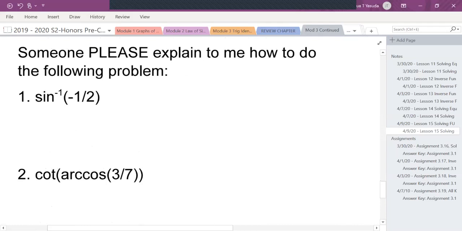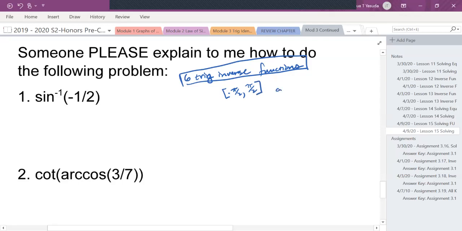So there were 6 trig inverse functions. If you go back to the notes or watch the video again, the domain and range for each one is given. Remember, the ranges are the things that you really should memorize, and those are either going to be from negative pi over 2 to pi over 2, sometimes without brackets, or the other one is 0 to pi, sometimes without brackets. Those are the 2 ranges that you're dealing with.